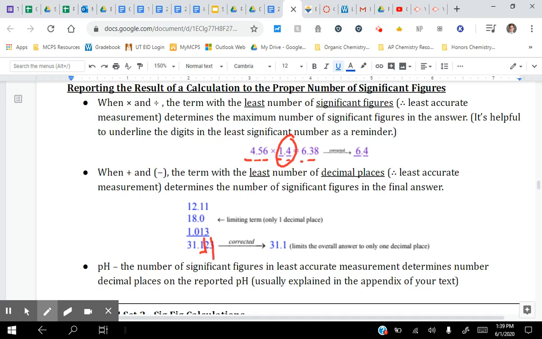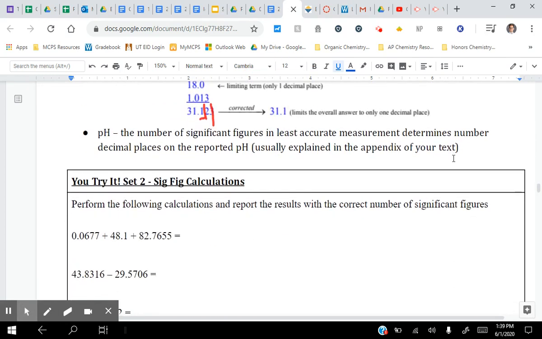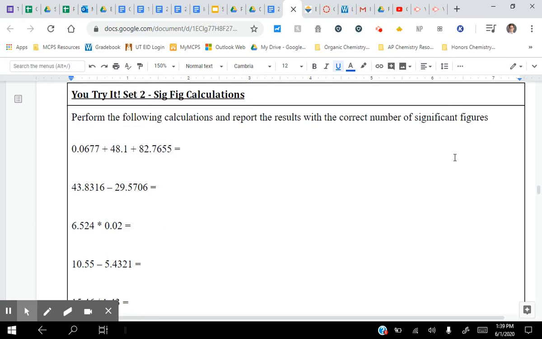With pHs, the number of significant figures in the least accurate measurement determines the number of decimal places on the reported pH. So usually that will be dependent on what kind of probe we use. Go ahead, pause the video and do You Try It set 2 on sig fig calculations, remembering that with addition and subtraction, you look at decimal places. With multiplication and division, you look at the least number of sig figs.